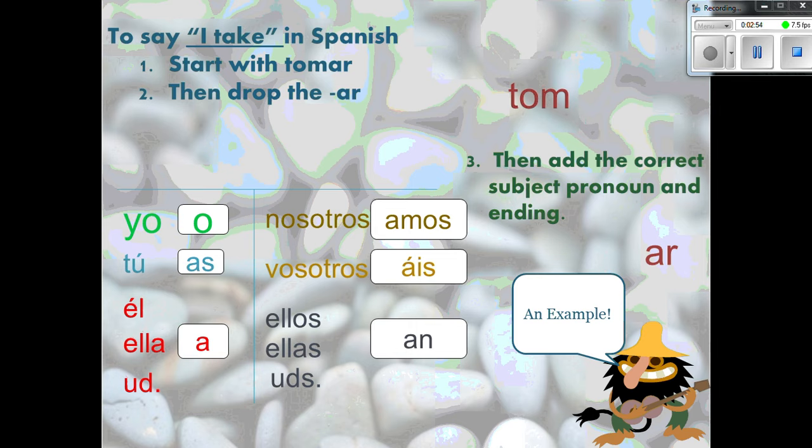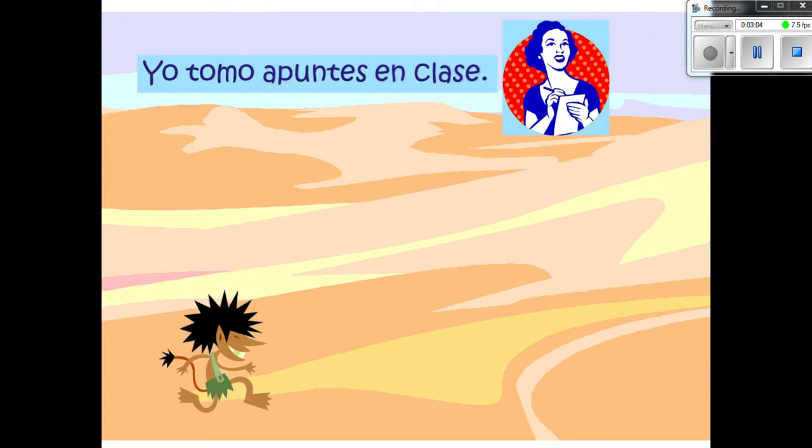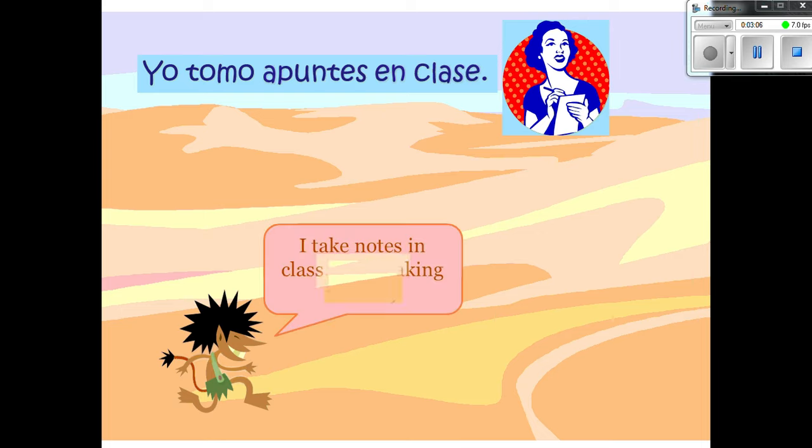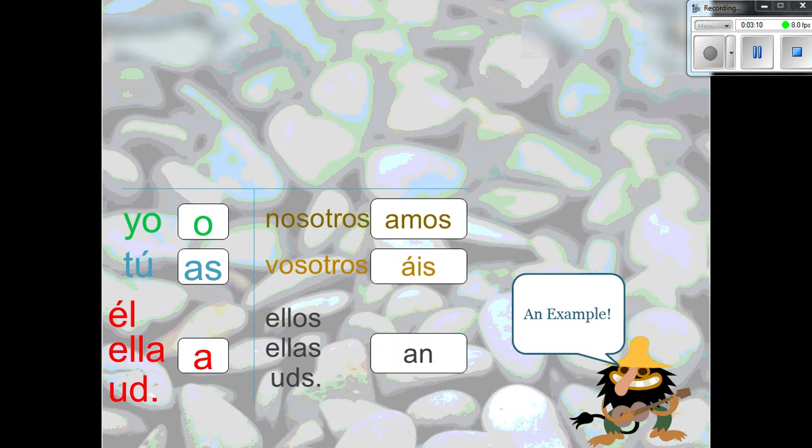Then we need to add the correct subject pronoun and ending. So I'm looking and it says I take. I need to figure out which subject pronoun means I. I know that's yo. So I add that O to the end of tom and I have yo tomo. Yo tomo apuntes en clase. I take notes in class, or I am taking notes. Let's look at one more example.